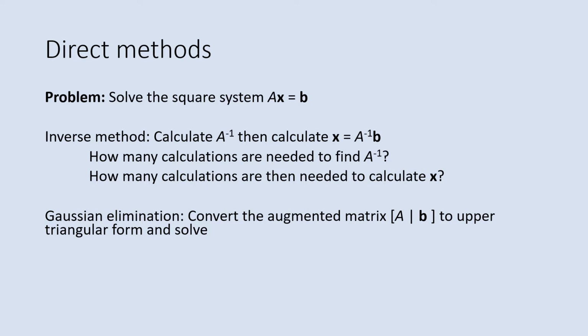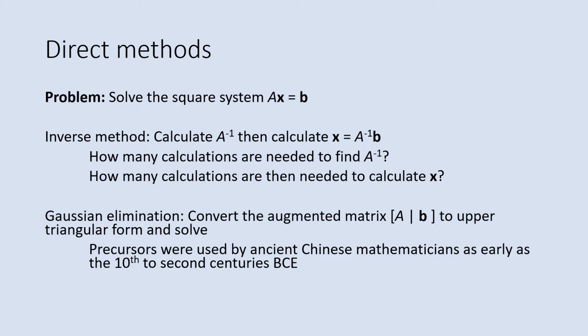Another approach would be Gaussian elimination. We have the augmented matrix where we have the coefficient matrix augmented with the right-hand side, the B vector. Convert that to an upper triangular form and then solve by back substitution. This method is called Gaussian elimination, named after the German mathematician Gauss, but versions of this method were in use as far back as the 10th century BCE.